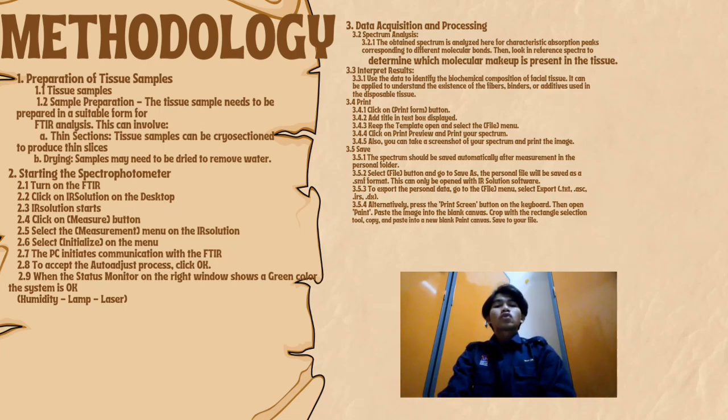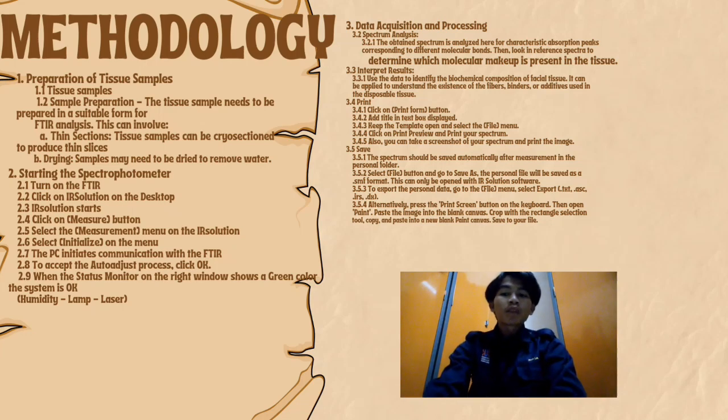Second, IR Solution starts. Third, click on the measure button. Fourth, select the measurement menu on the IR Solution. Fifth, select initialize on the menu. Sixth, the PC initiates communication with the FTIR. Seventh, exit the auto adjust process. Click OK. When the status monitors on the right window show a green color, the system is OK.